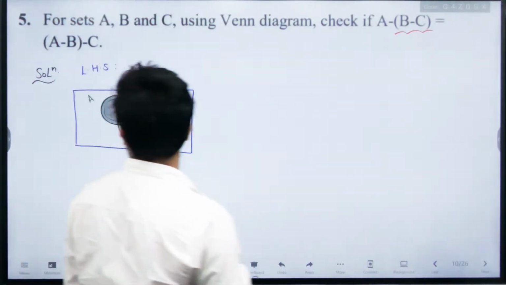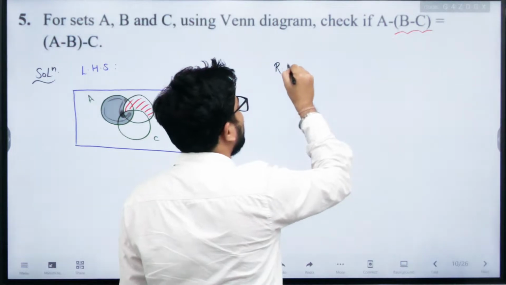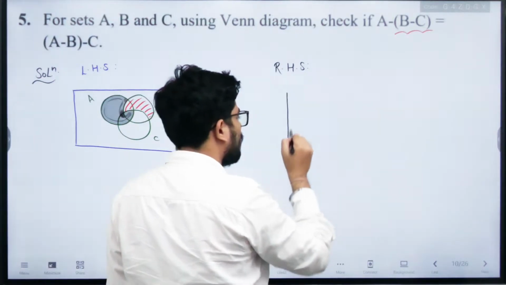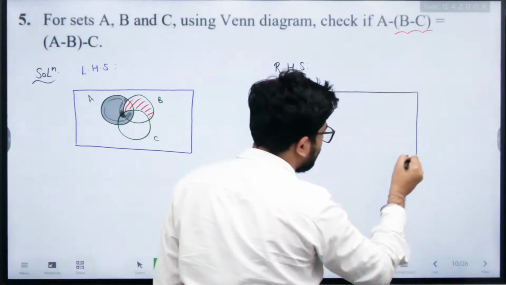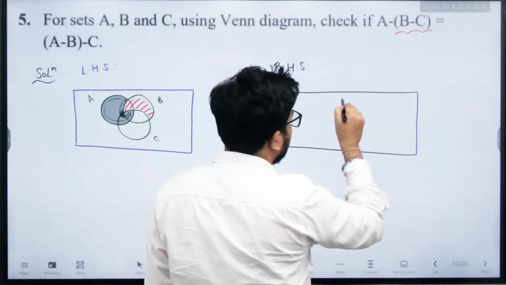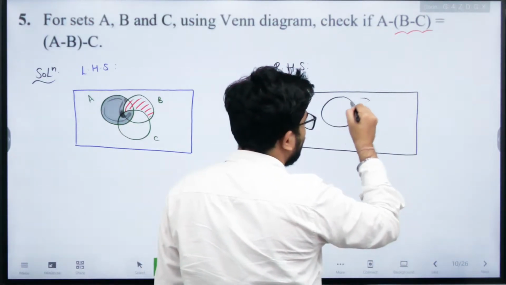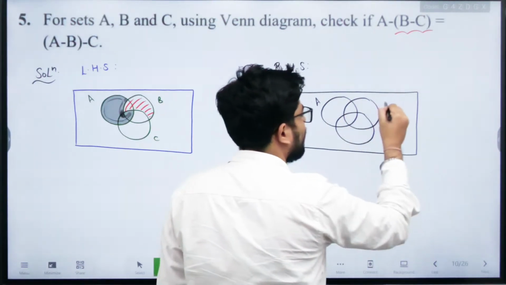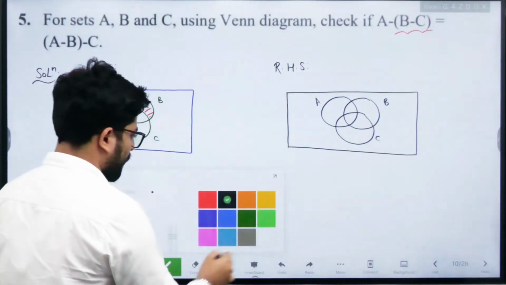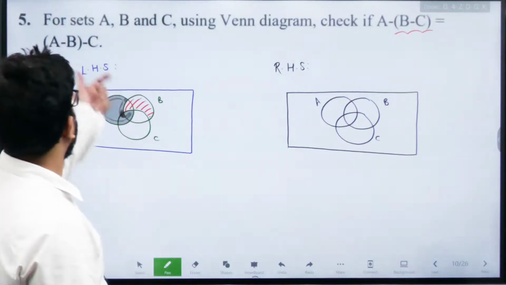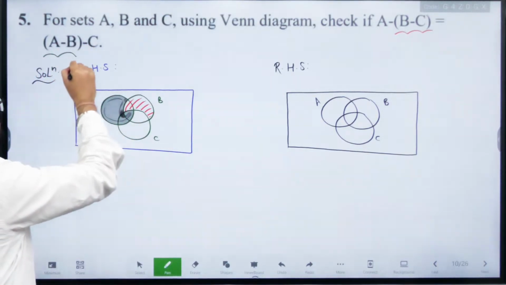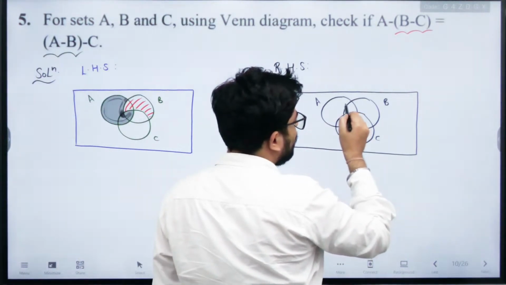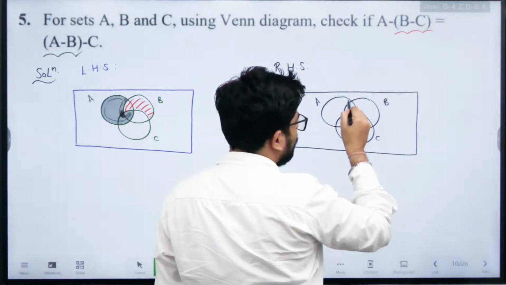Now if you calculate the right hand side using your Venn diagram, let's draw your universal set first of all. This is A set, B set and C set. Now first of all calculate A minus B here. A minus B is A which is not in B. So A minus B is this one.